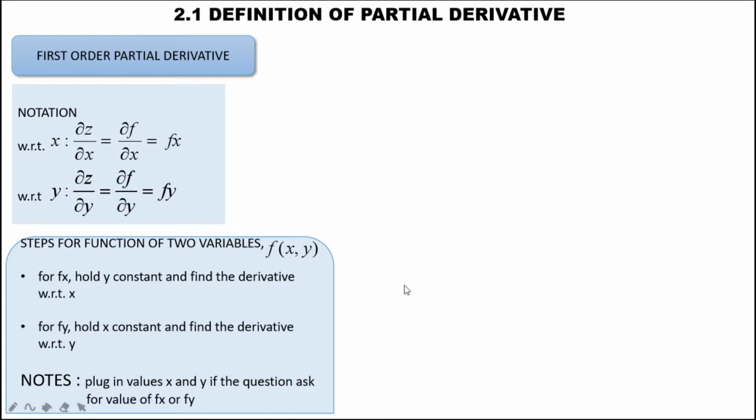For the first step, for fx, we hold y as a constant and find the derivative with respect to x. And for the second step, for fy, we hold x as a constant and find the derivative with respect to y. We differentiate the function with respect to y. And then, if the question asks for the value of fx or fy, we just plug in the values of x and y in the function.